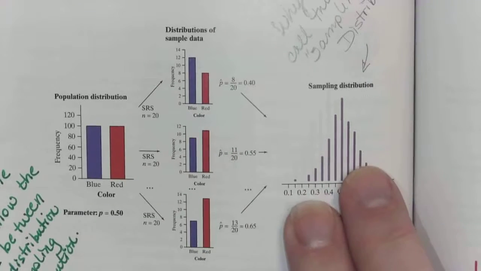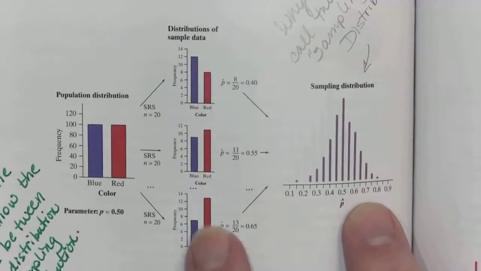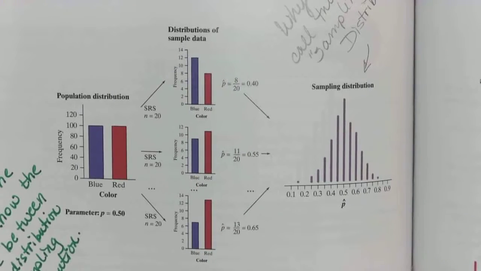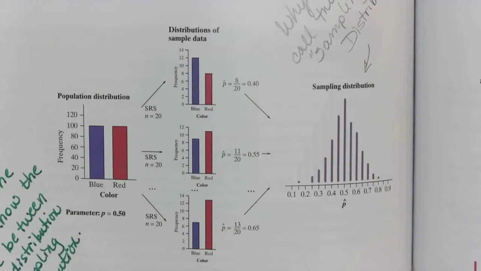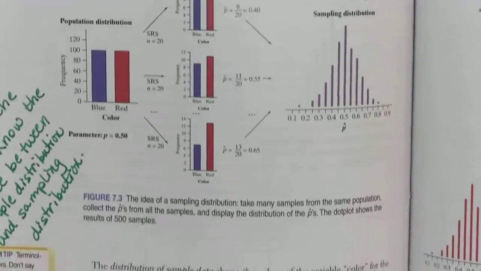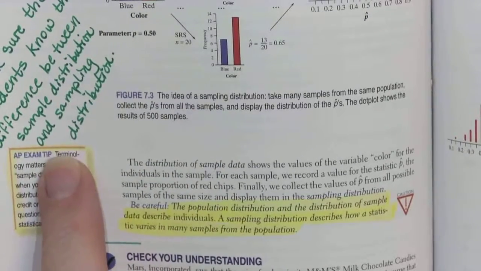Okay, and then if you did many, this is after many sampling distributions, and so you're finding these proportions, right, and putting them on here. Okay, so the idea of a sampling distribution: take many samples from the same population, collect the p-hats from the samples, so those proportions, and display the distribution of the p-hats. The dot plot shows the results of 500 samples. Okay, now, the reason why I'm making a big deal about that is because of this little bit right here, if you can see this.